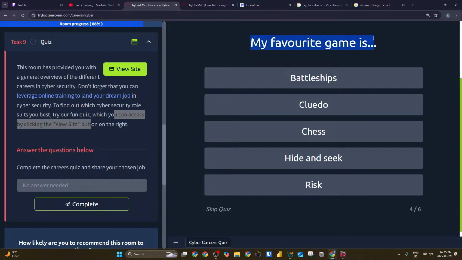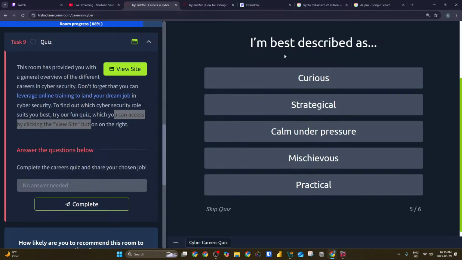My favorite game is Battleships, Cluedo, chess is good. Hide and seek is also fun, and Risk. So which one should I go for? Any idea, lads? Cluedo, I have no idea. Battleships, I think maybe I know that game a little bit. But chess is a good one, and hide and seek. I haven't played hide and seek in a long time, so let's do that.